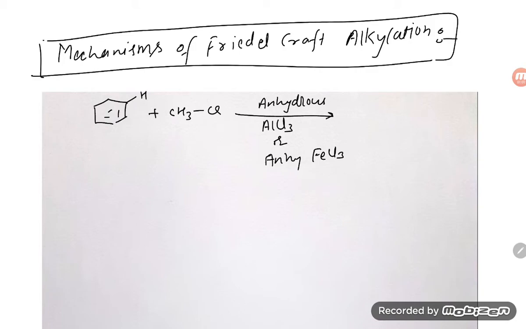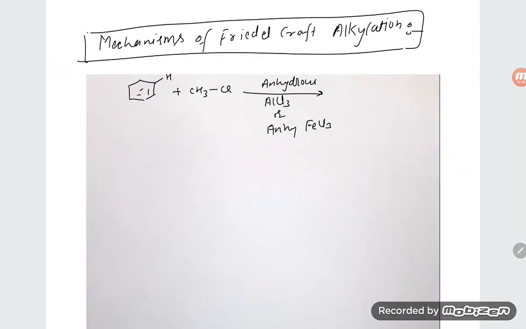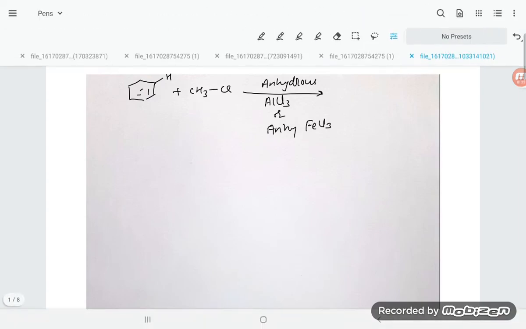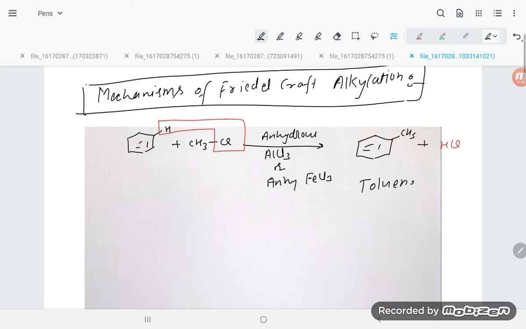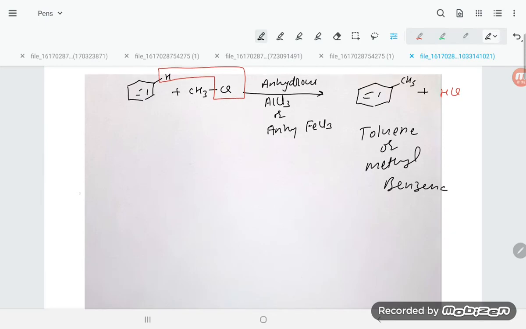Each carbon of benzene ring is having the hydrogen atom, students, and that hydrogen atom, if you see what is happening, this hydrogen atom is coming out in the form of HCl, and the product, you can check it out, this product is CH3. This is something known as, student, toluene, or you can say methyl benzene. This is the methyl benzene. Now student, this is the reaction. Now you are going to understand the mechanism.